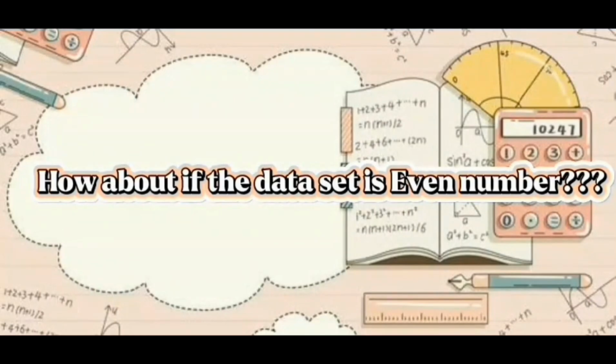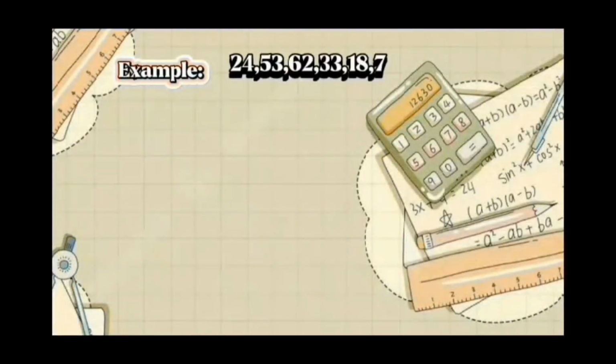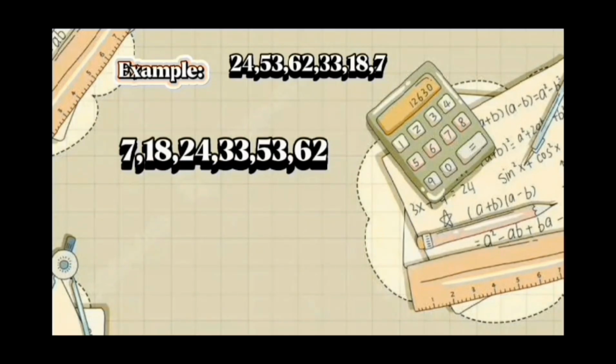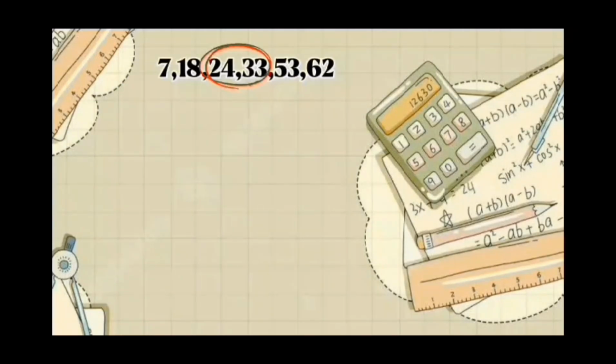How about if the dataset is an even number? I have here a dataset example. So let's use the 3 steps to find the median. I arrange this into ascending order. After arranging, identify if it is even or odd. This set is an even number. Let's count both left and right to find the middle value. So we find two numbers in the middle. What we're going to do is take the average of the two middle numbers.